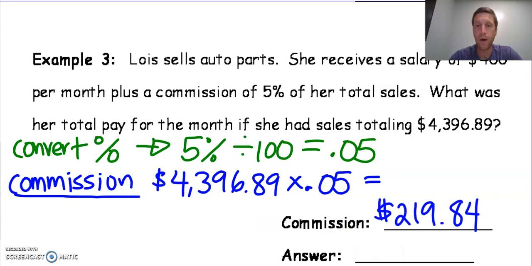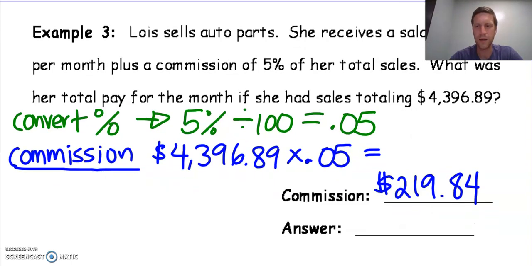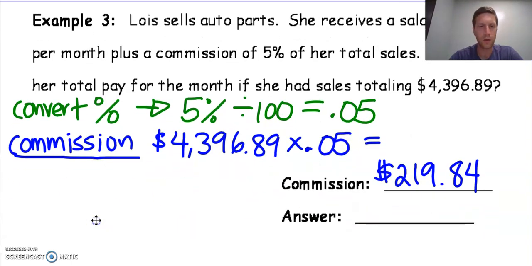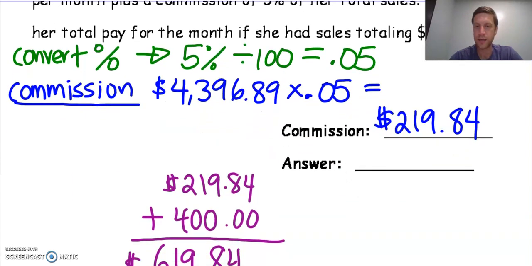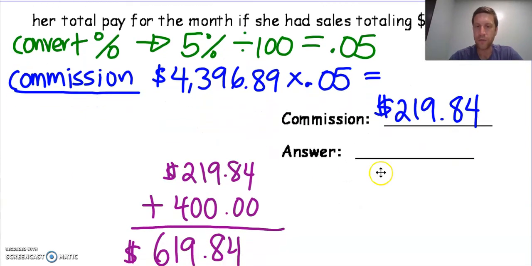$219.84. But she also gets a salary, which is really nice. These are like the best types of jobs if you're going to do commission, when you get a base salary as well. That really helps in that slow period when maybe you're not selling anything. So let's see, I think I have some work for this down here. Let's take that $219.84. Let's add the 400 bucks, and we see that that's $619.84.